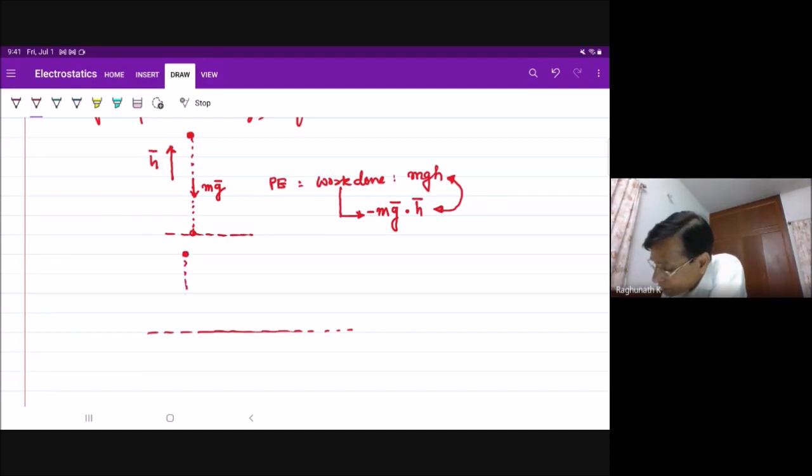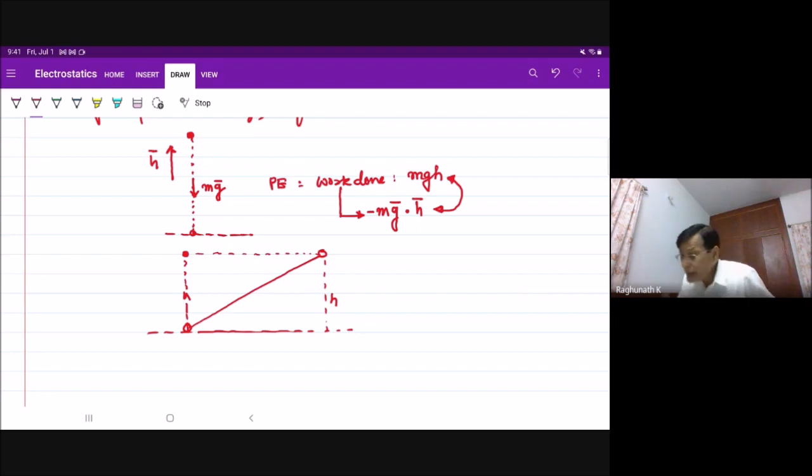This is H. This is the initial position. If the object is taken along an inclined line to the same height, of course, finally H, again the potential energy of this object will be mgh.